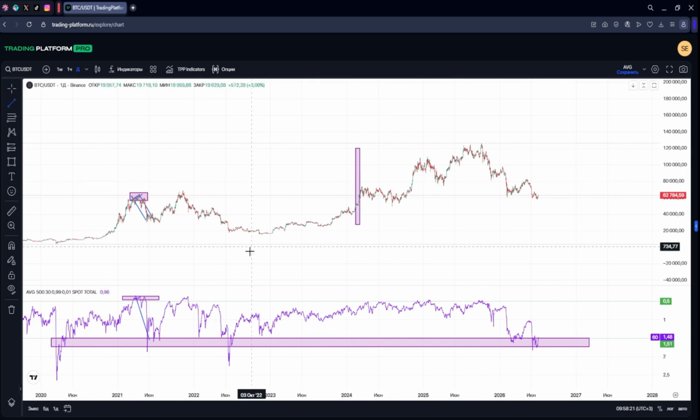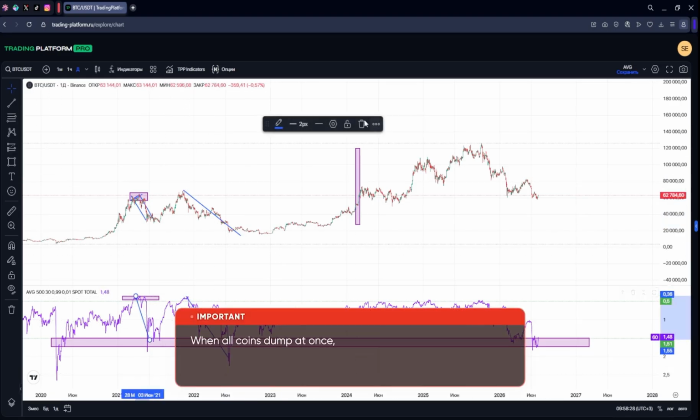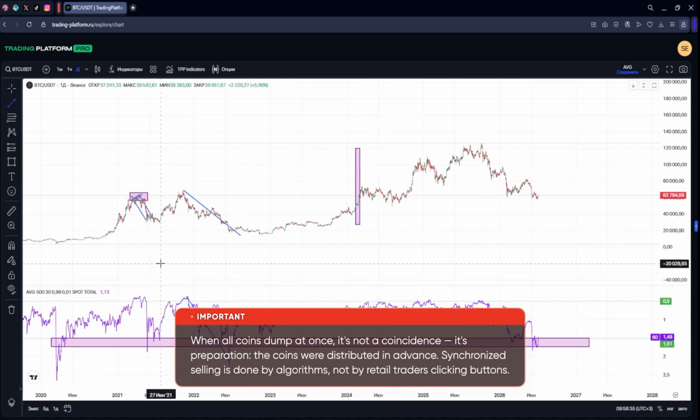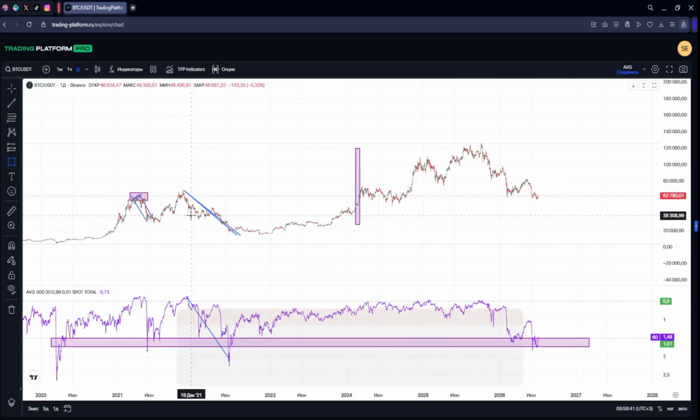Because as you've noticed, when the market falls, it all falls together, right? And of course, this process doesn't happen because people are making trades manually, but because algorithms are executing the sales. Therefore, if all coins are being dumped at the same time, it means there was preparation for this. Preparation to dump them, meaning they were distributed in advance. And right here, you can clearly see that they were distributed in advance, and only after that did the market return to the buying zone. That's the overview for AWG.